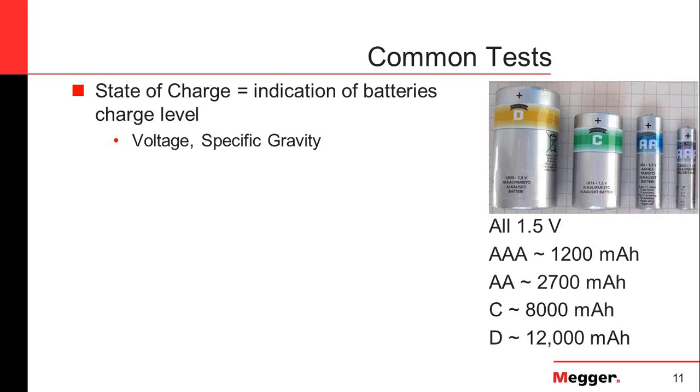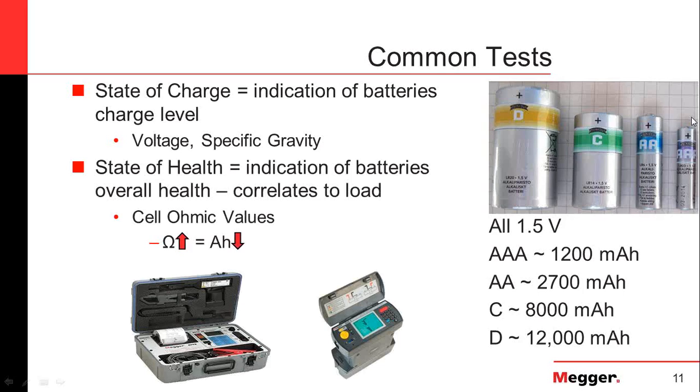And if we take a look on the right-hand side where I have my D battery, C battery, AA, and AAA batteries, if I were to take a voltmeter across all of them, I'm going to measure 1.5 volts. But obviously the ampere rating is different for each one of them. As I go up in size, I'm getting more capacity out of them. However, a state of charge doesn't tell me necessarily what my capacity is.